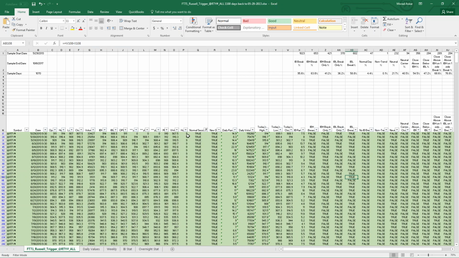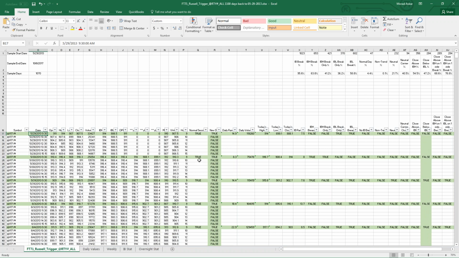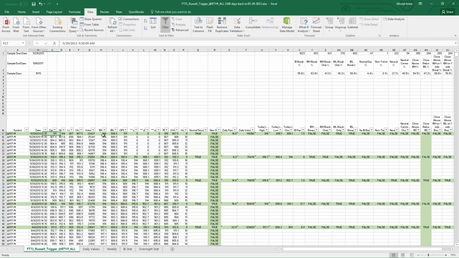I ask Excel to go and get the hour of each bar. So let's remove this filter. So this is the sheet unfiltered. And so it looks at the time and it says, okay, that's 9 o'clock, 10 o'clock, and so on.